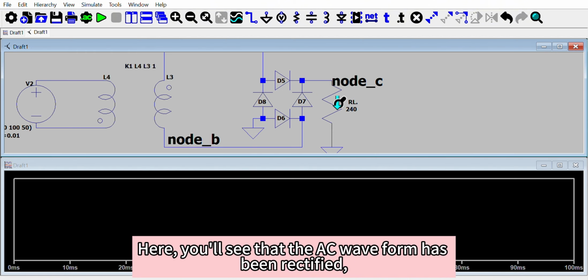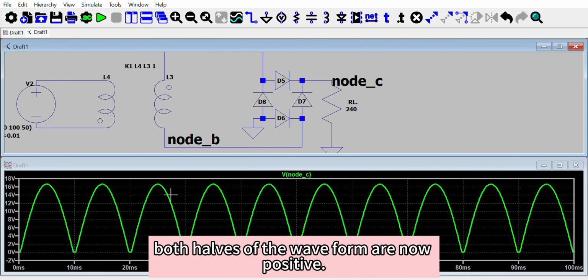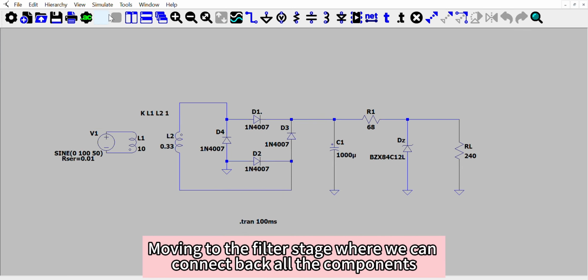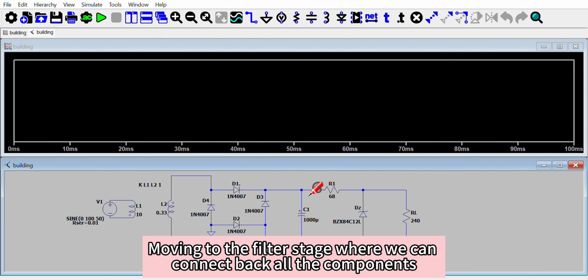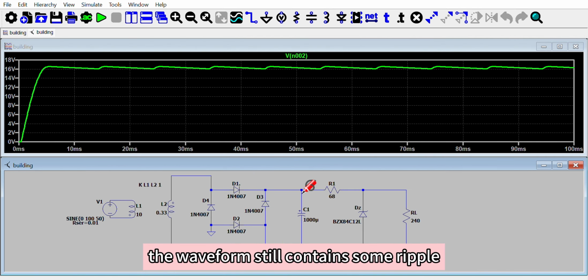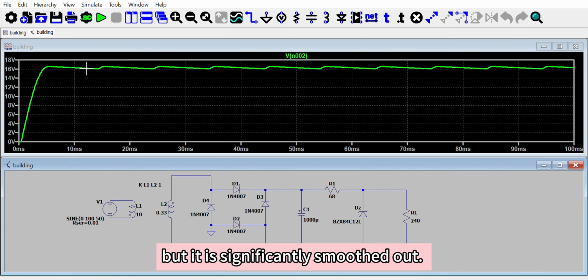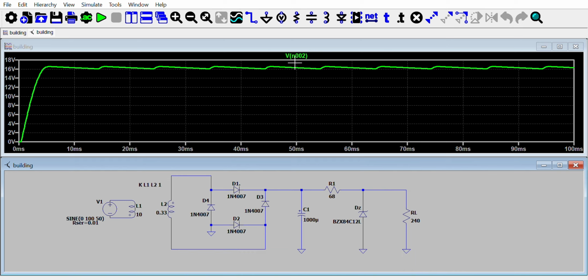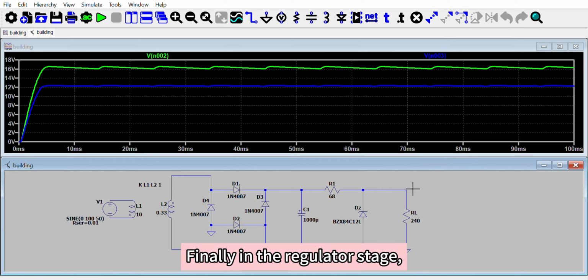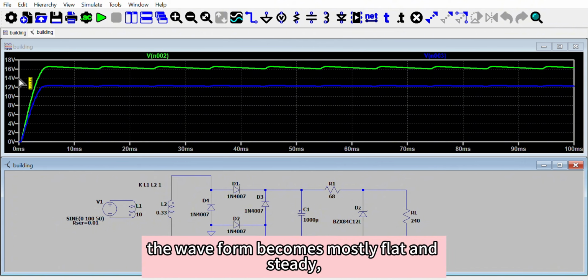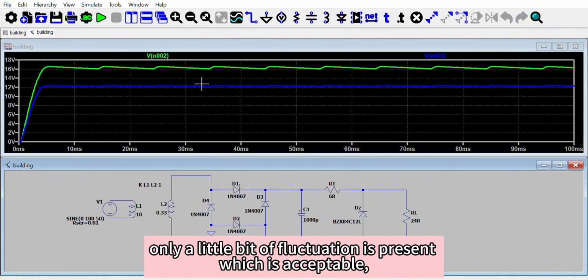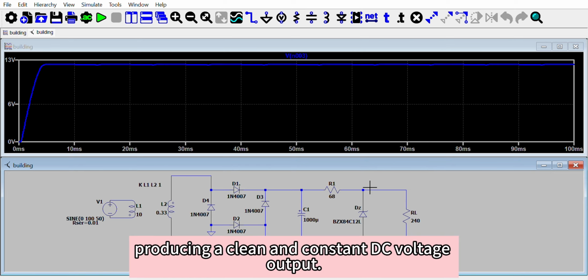Here you will see that the AC waveform has been rectified. Both halves of the waveform are now positive. Moving to the filter stage where we can connect back all the components, the waveform still contains some ripple, but it is significantly smoothed out. Finally, in the regulator stage, the waveform becomes mostly flat and steady. Only a little bit of fluctuation is present, which is acceptable, producing a clean and constant DC voltage output.